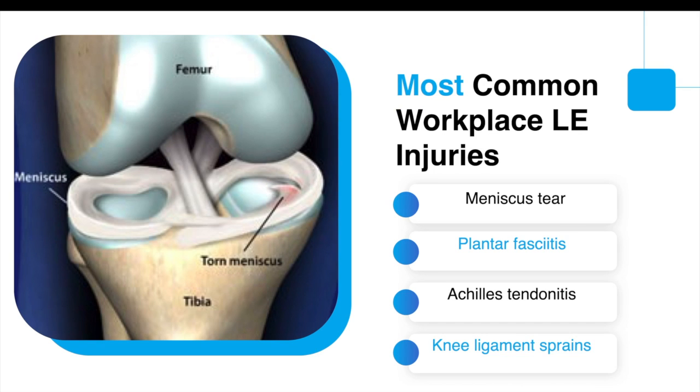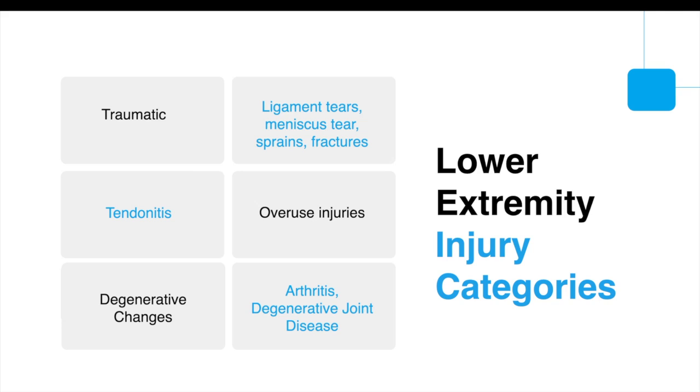The most common workplace lower extremity injuries include meniscus tears, plantar fasciitis, Achilles tendonitis, and knee ligament sprains. While we will specifically discuss these injuries, know that the techniques we discuss can also help to prevent various other hip, knee, ankle, and foot dysfunctions.